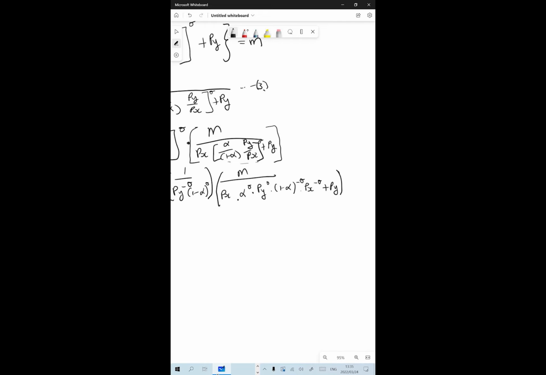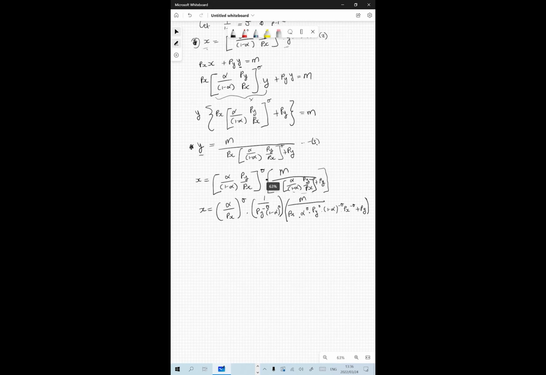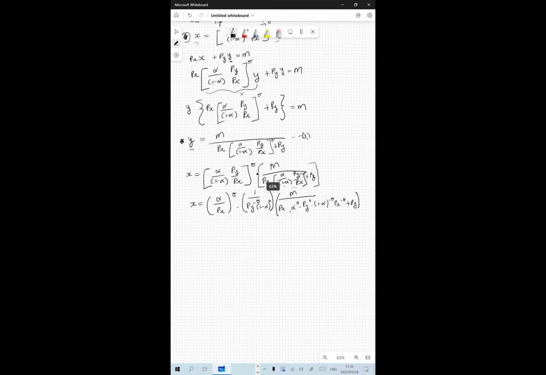Let me just make sure I did this correctly. The reason why it's so long is because I've brought everything up. So we've got the price of x to the power of 1. Our alpha is to the power of sigma. Our price of y is to the power of sigma. Our 1 minus alpha is to the power of minus sigma, since we're bringing it up. Our price of good x is to the power of minus sigma, since we're bringing it up. Yeah, that seems fine. I can do this so we can see everything.